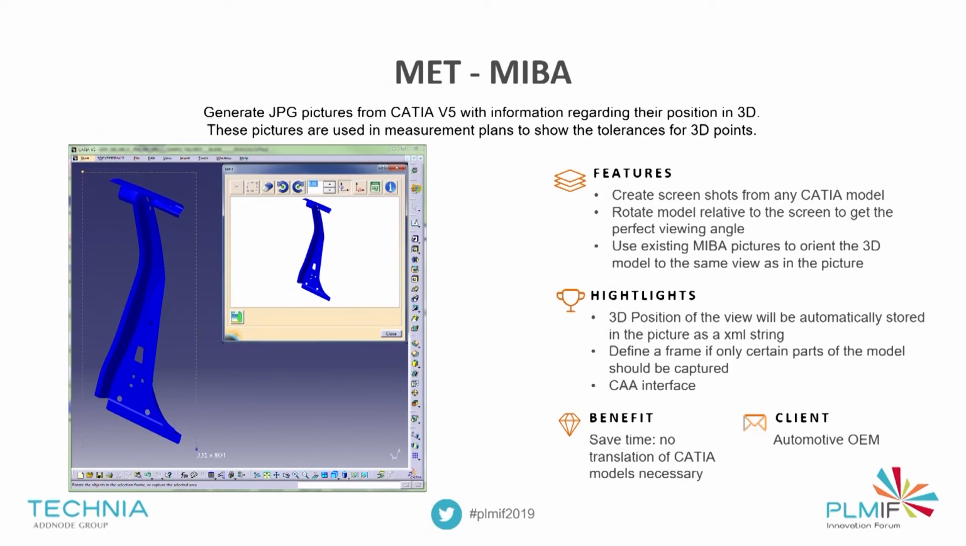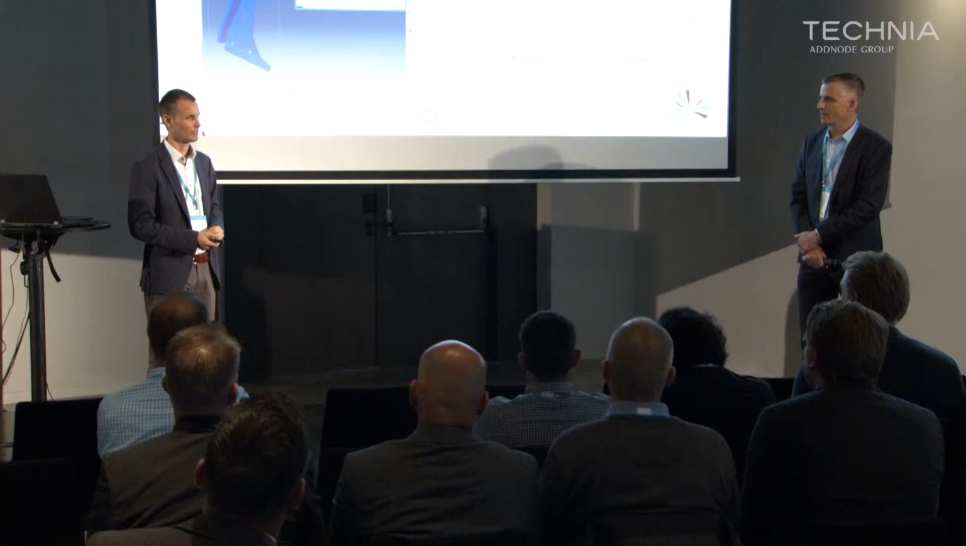Before, the previous process was always translating the CATIA data to a neutral format, loading this into a new application, making screenshots, adding the camera positions, and then they have the final JPEG. So a long way to get just one image. Here it's very easy to use for the end user. Everybody can just use it, open the rectangle, push the screenshot button, and you have the screenshot right away.